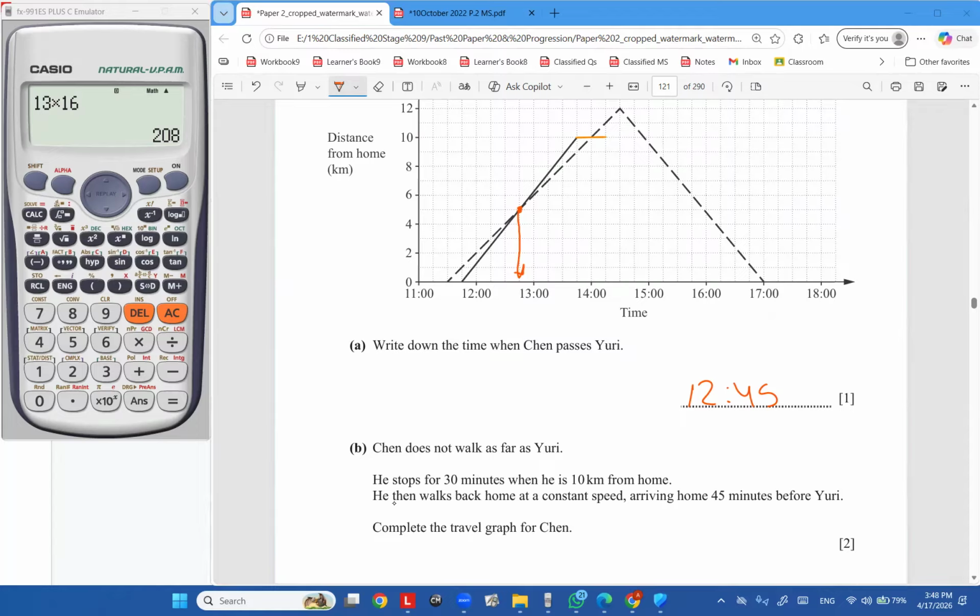So let's do this. He stops for 30 minutes when he is 10 kilometers done. He then walks back home at a constant speed, arriving home 45 minutes before Yuri. So 45 minutes before Yuri. This is 15 minutes before Yuri, 30 minutes before Yuri, 45 minutes before Yuri. So he arrives at this time. So I'm going to need to draw my line over here. And that's it. He arrived now 45 minutes. He took the break for 30 minutes, then he returned home and arrived 45 minutes before Yuri.